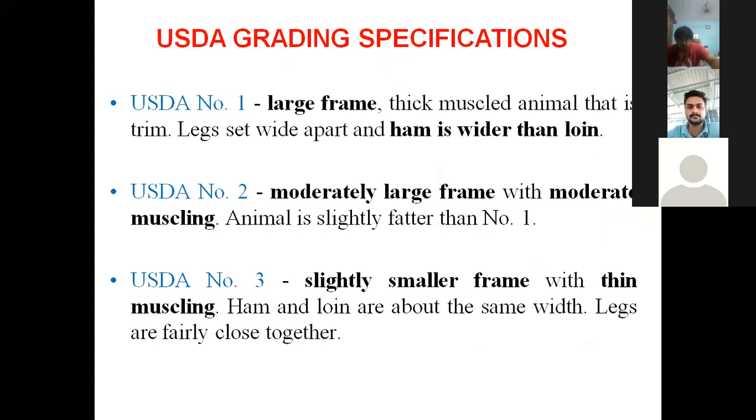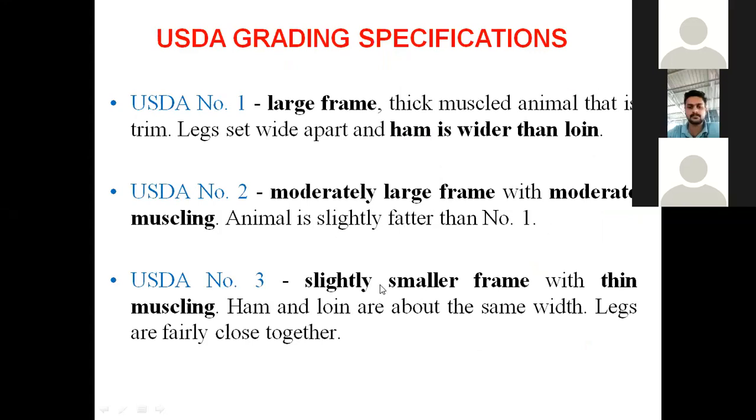These two grades, grade 1 and grade 2, we usually give for the large framework. The animal is having a large framework in the case of pigs. Here it is a thick muscled animal that is trim, legs set wide apart, and the ham is wider than the loin region. Here also a moderately large frame with moderate muscle, and the animal is slightly fatter than animal 1.